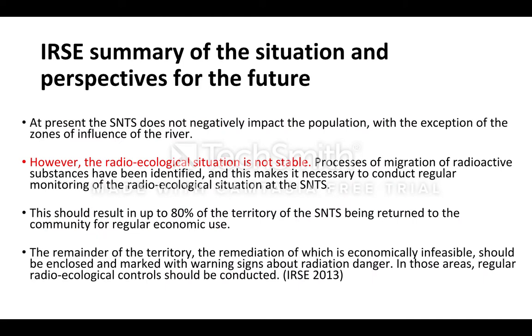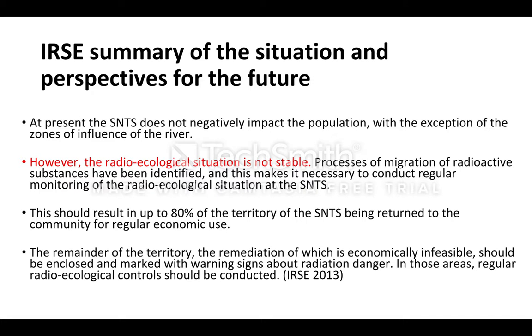This should result in up to 80% of the territory of the SNTS being returned to the community for regular economic use. The remainder of the territory, the remediation of which is economically infeasible, should be enclosed and marked with warning signs about radiation dangers. In those areas, regular radioecological control should be conducted.